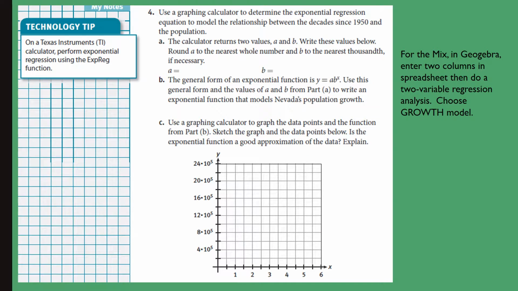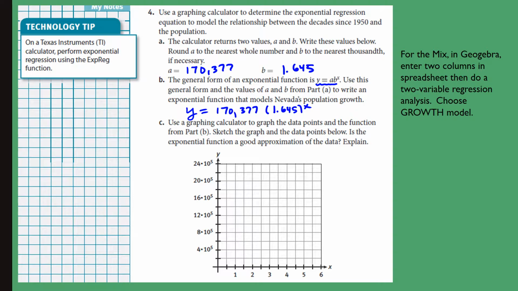So from our graphing calculator, we came up with A of 170,377 and B being 1.645. And GeoGebra actually already showed us the general form of that equation, y equals A times B to the x. So it looked like y equals 170,377 times 1.645 to the x power. And then we're going to sketch what the graphing calculator gave us.